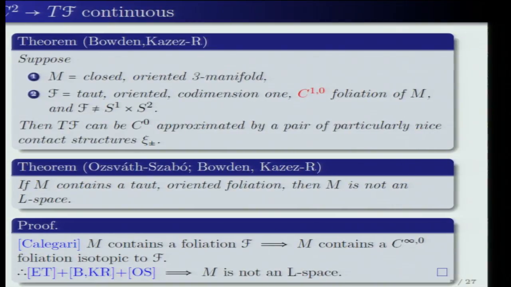So particularly nice, we're thinking weakly symplectically fillable and universally tight. And so then you can upgrade Ozsváth-Szabó to conclude that if M contains a taut oriented foliation, then M is not an L-space. So if M contains a foliation, even just a C^0 one, then Calegari has a result which tells us that there's a C^{infinity,0} foliation isotopic to F. So in particular, a continuous tangent plane field. And so the Ozsváth-Szabó theorem kicks in to show that M is not going to be an L-space.